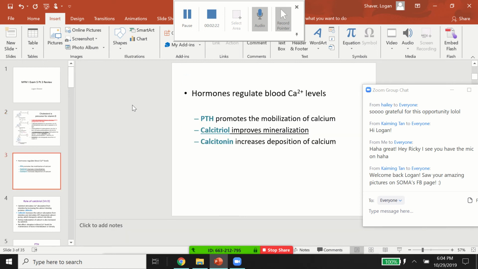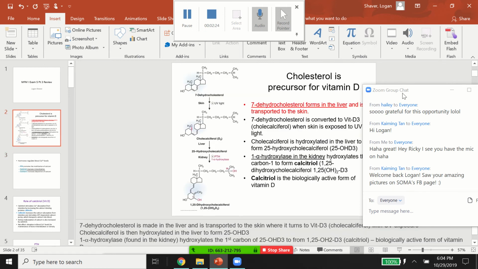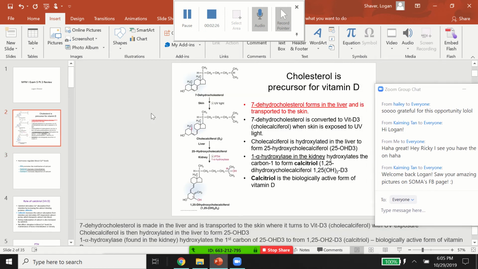But yeah. So anyway, the first, let me move this chat thing. Okay. So the very first thing you need to know about it is where does it come from? How is vitamin D made? Well, cholesterol is the main precursor for vitamin D. It kind of makes sense if you know what vitamin D looks like. It's got all these rings just like cholesterol does. So it makes sense that it comes from cholesterol.